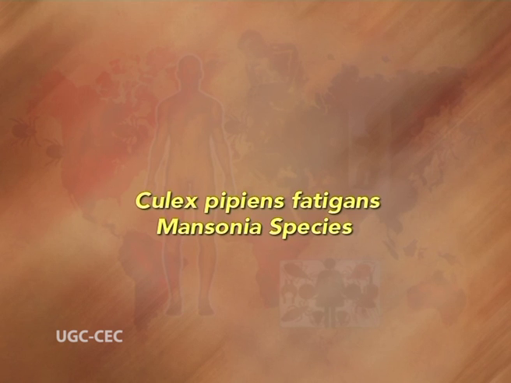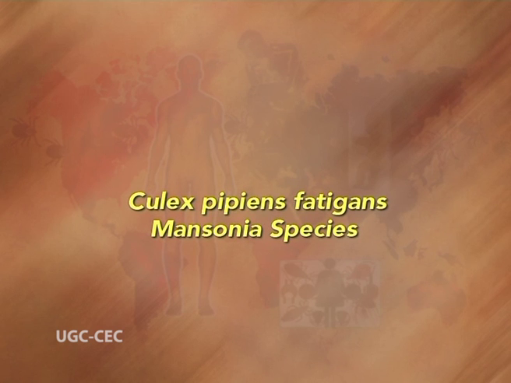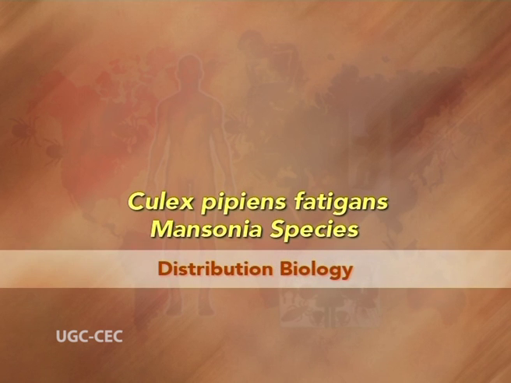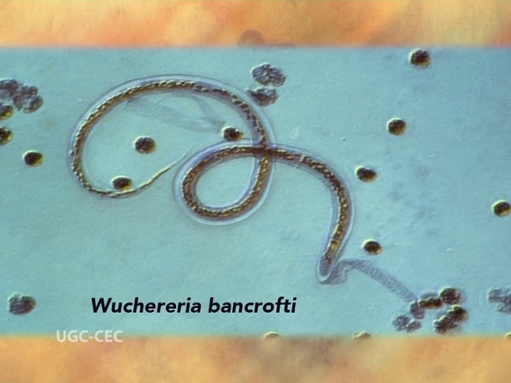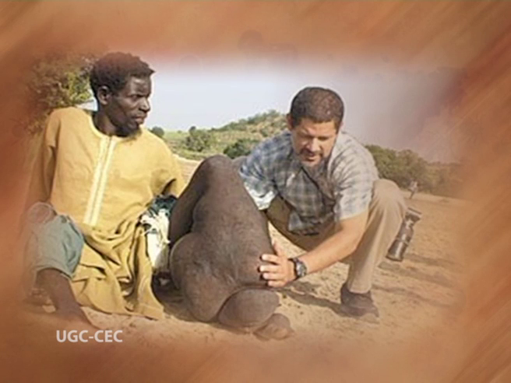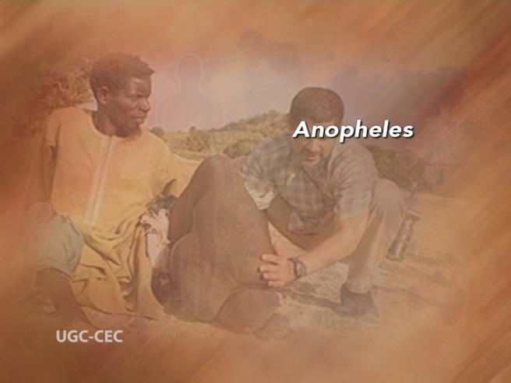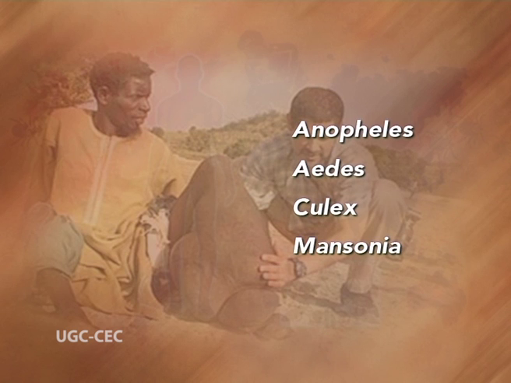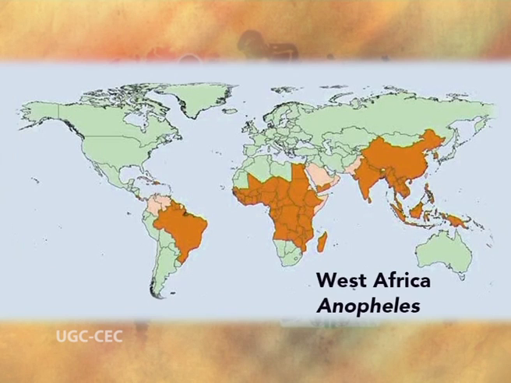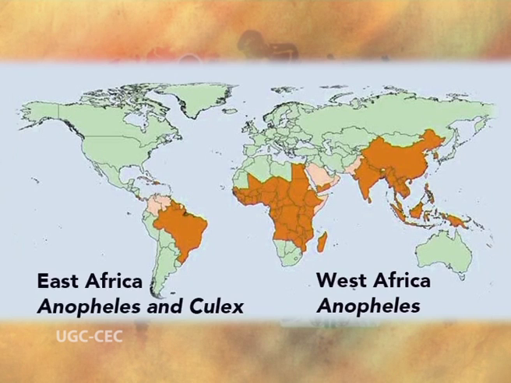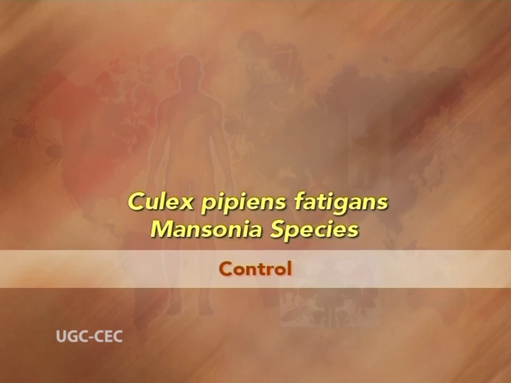Culex, Aedes, Mansonia species. Distribution biology. Wuchereria bancrofti, the causative agent of lymphatic filariasis, is transmitted by mosquito species belonging to Anopheles, Aedes, Culex, and Mansonia depending on the geographic area. In East Africa, Anopheles and Culex species are known vectors, but in West Africa, only Anopheles species are the reported vectors of the disease.